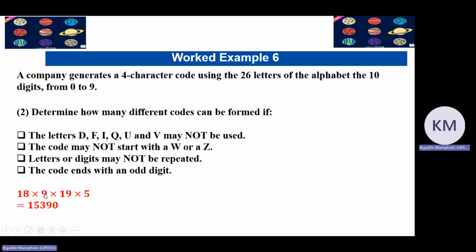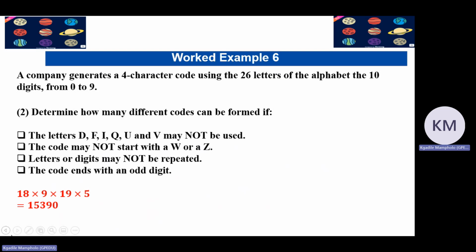Now, the digit, the statement says the code ends with an odd digit. So it means now the odd numbers are 5. Now it means we choose 1 odd number out of 5 to be at the end so that we avoid repetition.